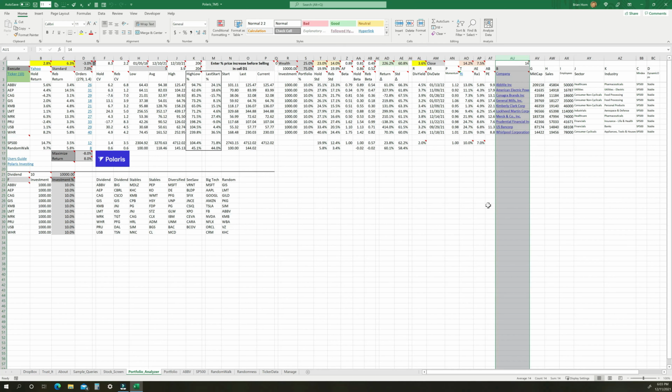This column here, we have hyperlinks for each ticker that takes you to Yahoo to look at the current price. In cell AU3, that takes you to Reuters, but it's based on which one of these ticker rows is currently highlighted.